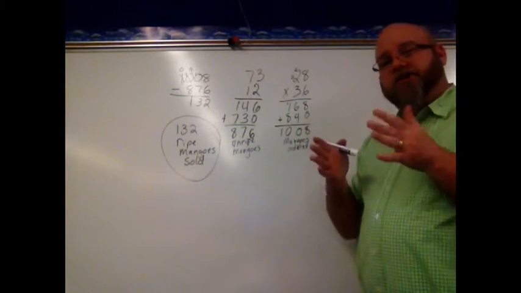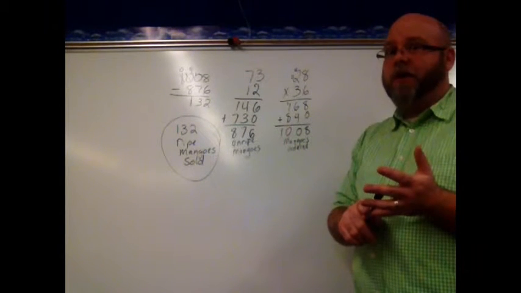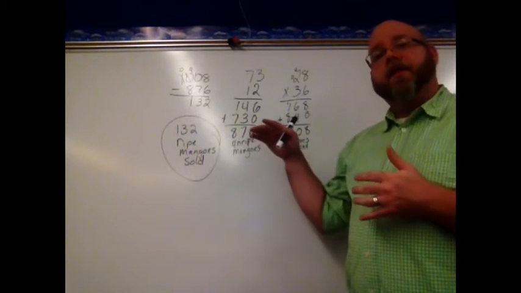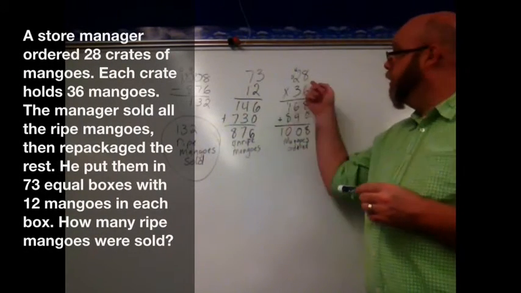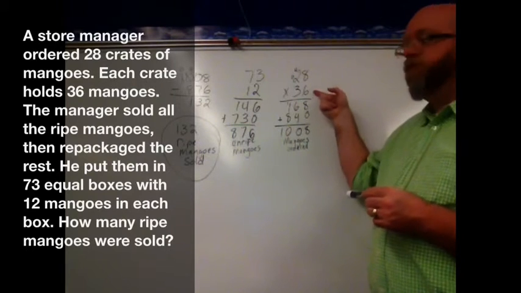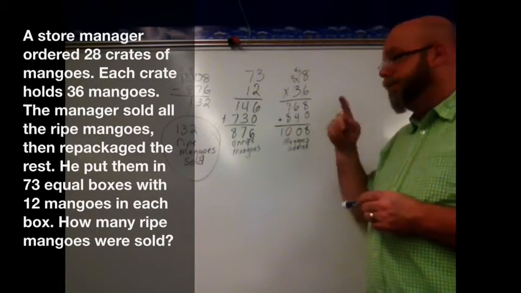We got to look at it in chunks, ask ourselves some questions. What do I need to know? How am I going to solve this? Which operation am I going to do? And then kind of go through it. With this one, we first had to look at how many mangoes were ordered all together. There were 28 crates, 36 in a crate, 1,008 ordered all together.